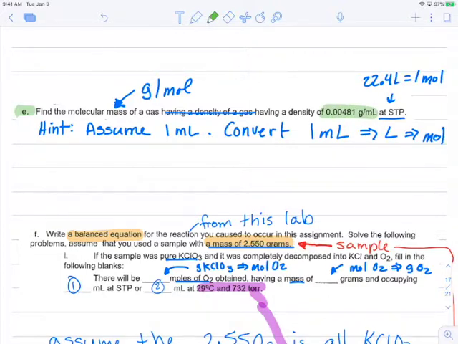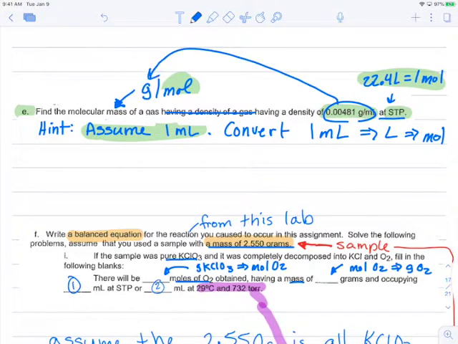And we are at STP, which you know means 22.4 liters per mole. Here is my hint to you, and that is if you assume 1 milliliter, then you can convert 1 milliliter into liters and then convert liters into moles. That will give you the moles that you need for the bottom. And this density is already written in grams per milliliter. So if you have the milliliters, that becomes your grams. So again, if you're in 1 milliliter, which is what I recommend, your grams literally are the density. So any questions on anything there?